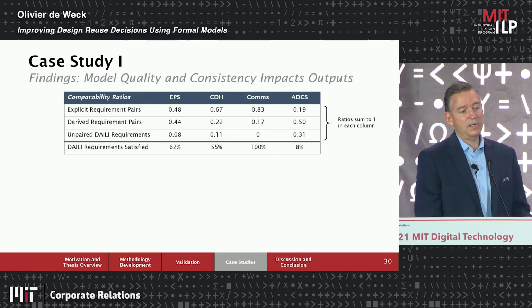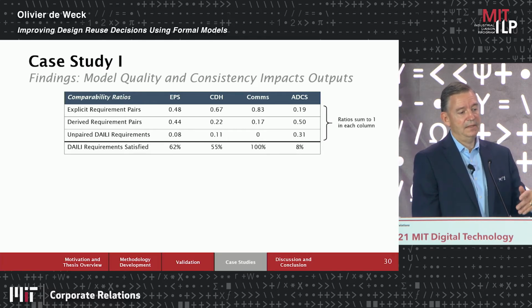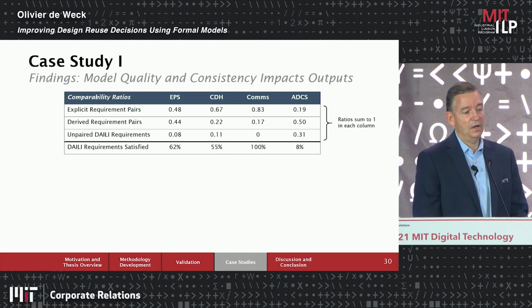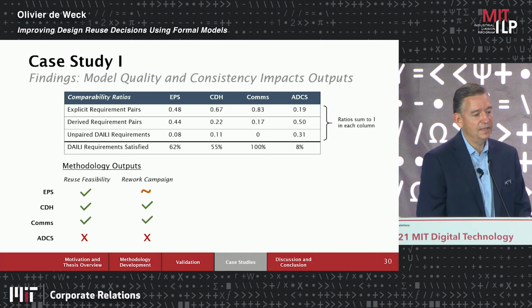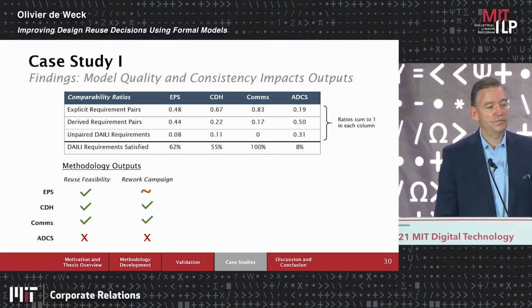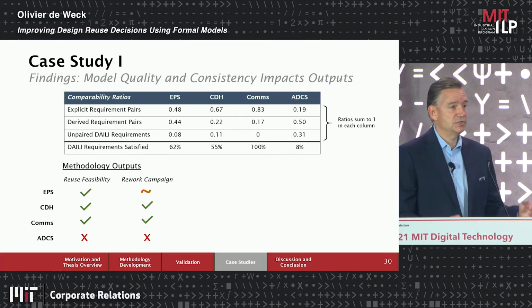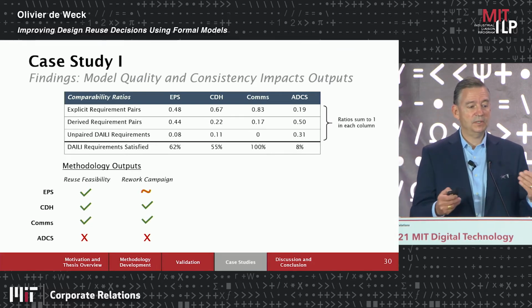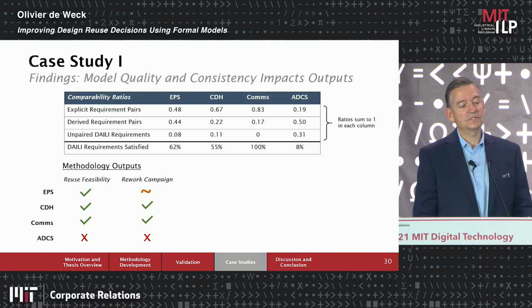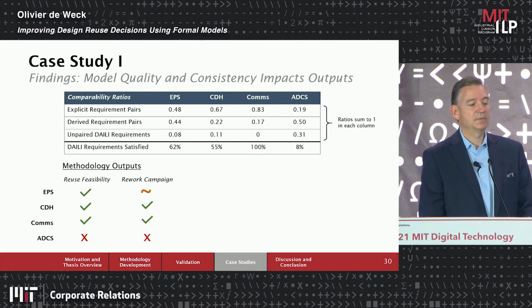So does the requirement exist in the old system and the new system? The derived requirement pairs, and then how many unpaired requirements are there that are unique to the new system? So you can look at that, and you find that for the command and data handling system, which is your onboard computers, and your communications, you can match those up pretty well. But for pointing and electrical power, it's a bit more challenging.